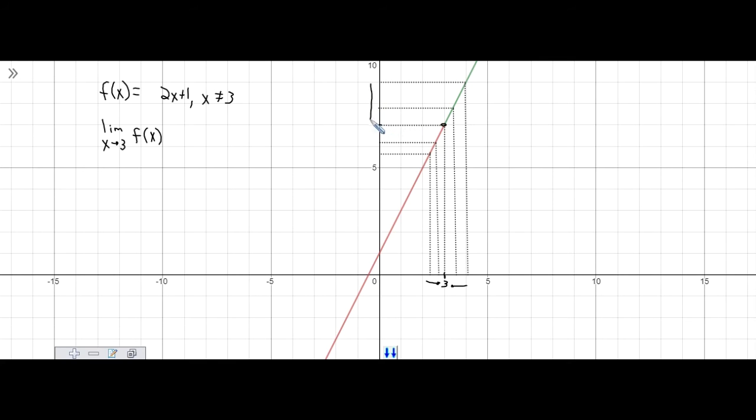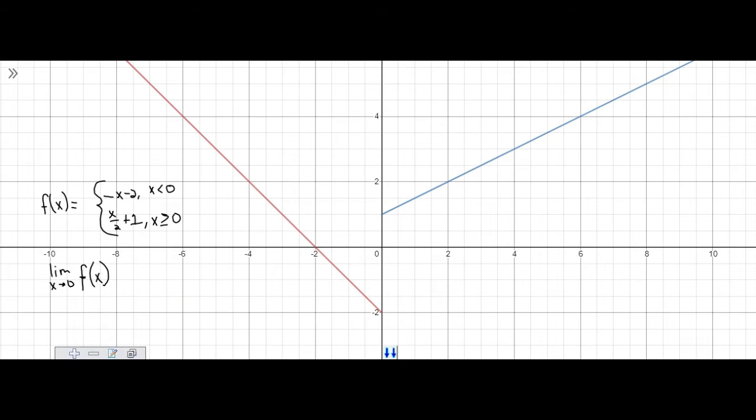However, we know that the function does not need to exist for the limit to exist there. So we can look at this and see that the y values are still approaching what that value would be if the function existed there. So we can just plug 3 into 2x plus 1, and we get that the limit of f of x as x approaches 3 is 7. Let's look at one that's a little trickier.